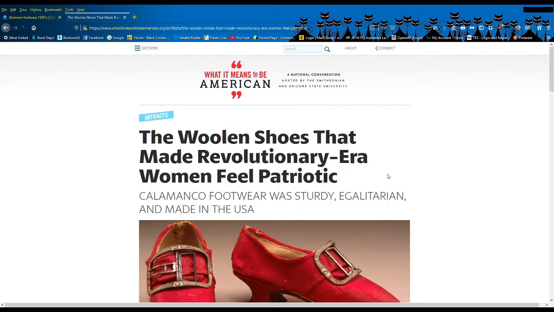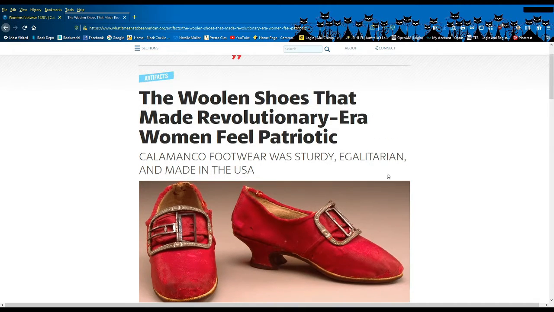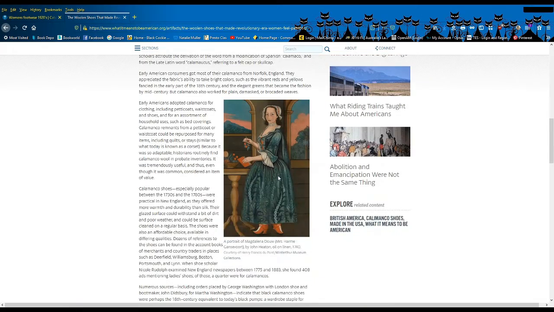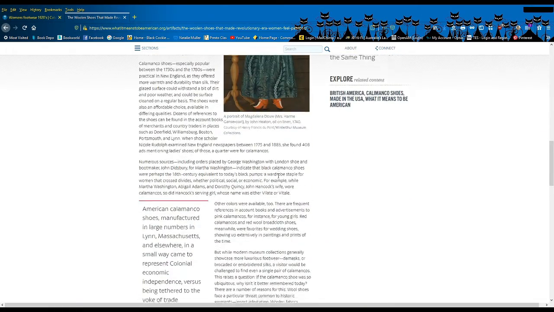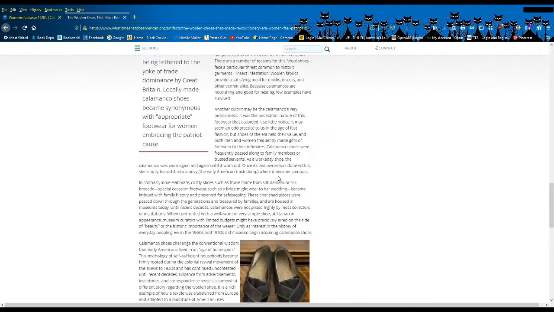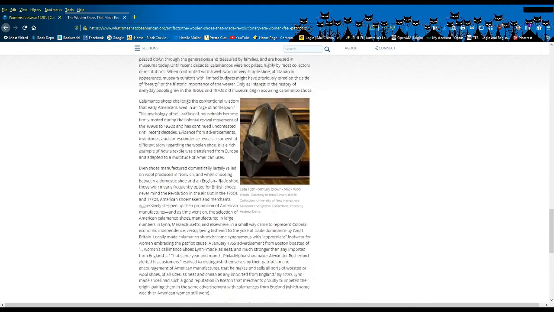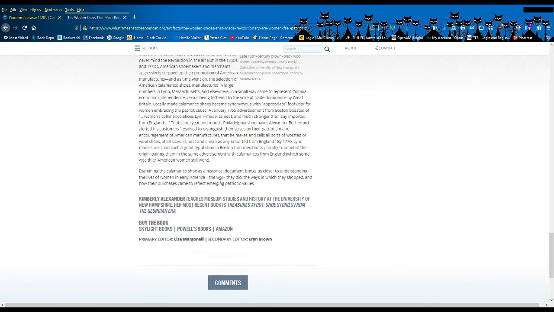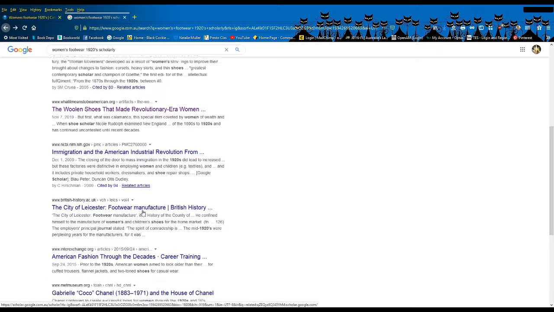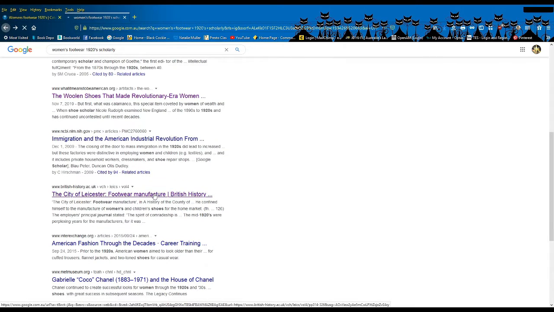Because you will find that it just closes down your options too much, which you don't want to do. Now, this is towards, like, you do start getting stuff that you don't need. This is about woolen shoes. This is not our period. So we had a bit of a look at this, but went back. No good for us.